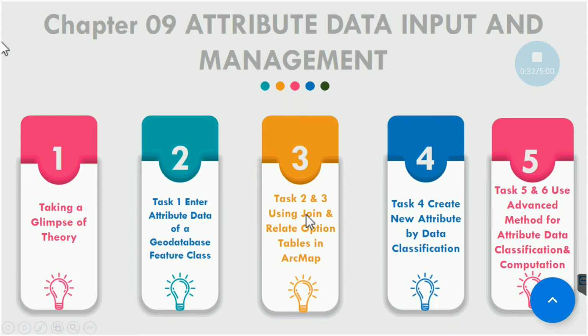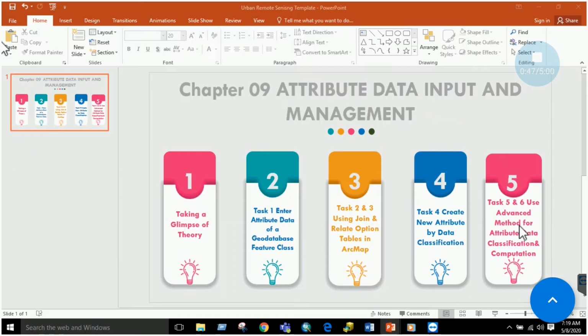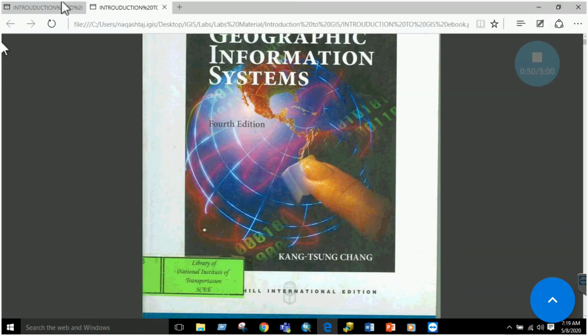The next one will be using join and relate operations, and then creating some attribute data, and then editing that attribute data for classification and computation purposes. So starting off, let's get a quick glimpse of chapter 9.